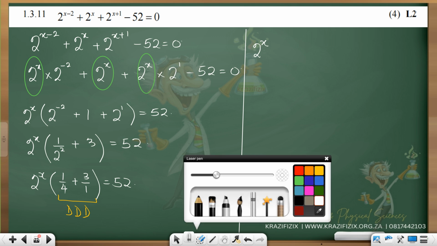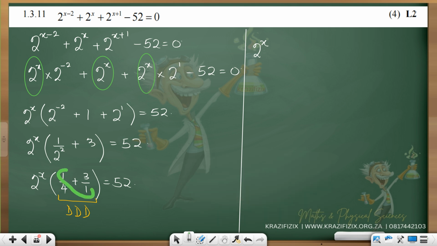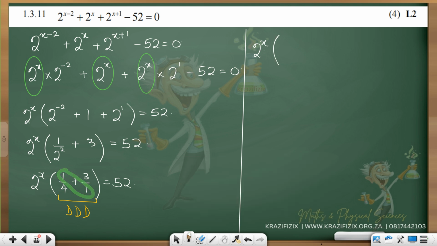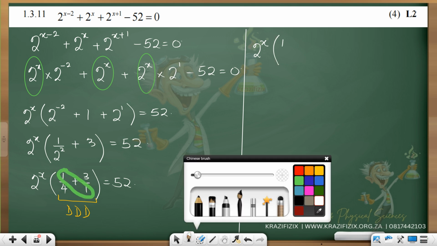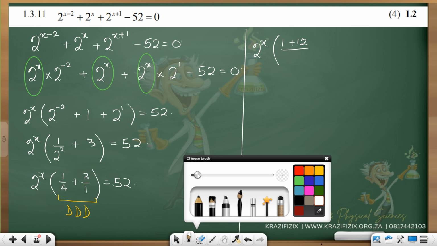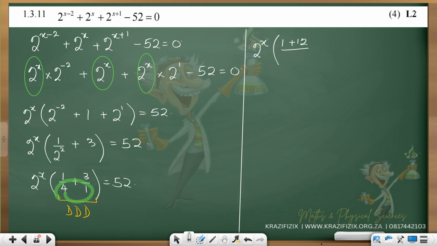I am adding fractions. I taught you to use diagonal denominator. So what does that mean? Okay, look at my diagonal. Start from the top. 1 times 1 is 1. Then my next diagonal, 4 times 3 is 12. Over, then the last is my denominator, 4 times 1.